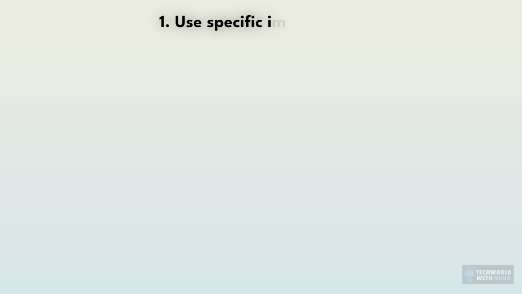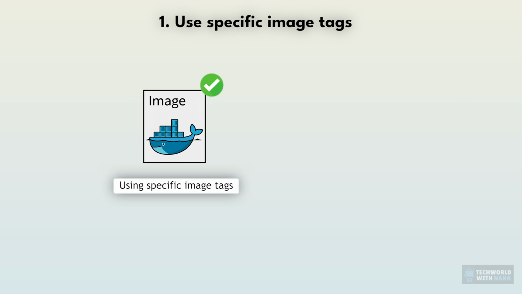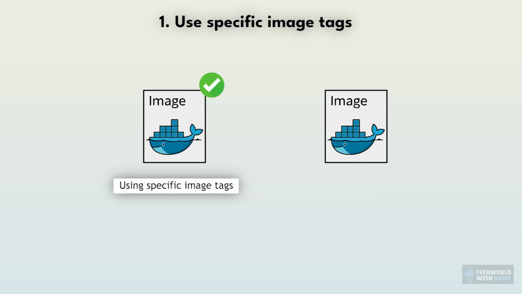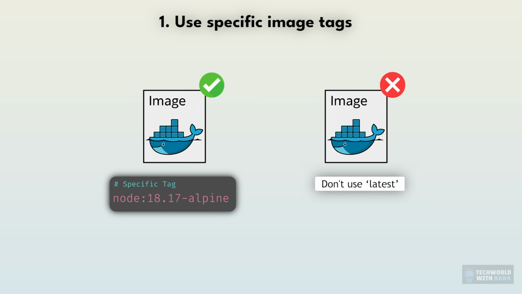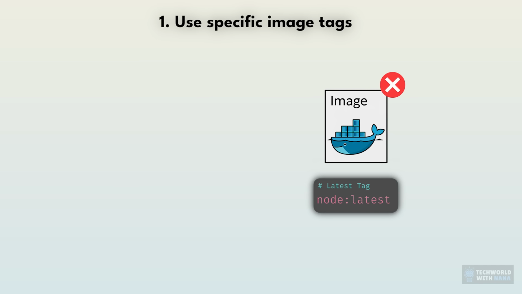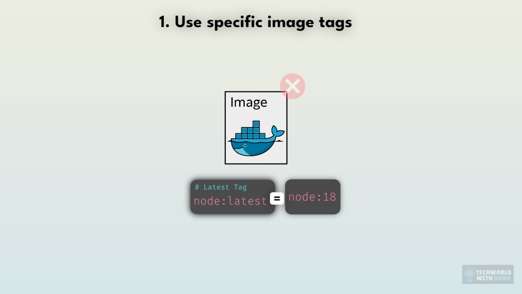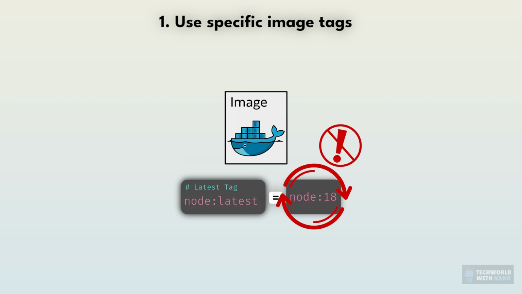For example, the most important best practice examples are using specific image tags instead of using latest, especially in production, which means always use exact version tags like node 18.17 Alpine instead of node latest. Why? Because when you use latest, it can actually change anytime without warning.